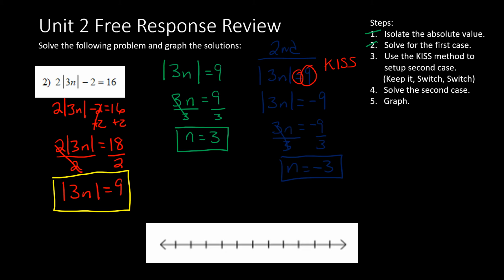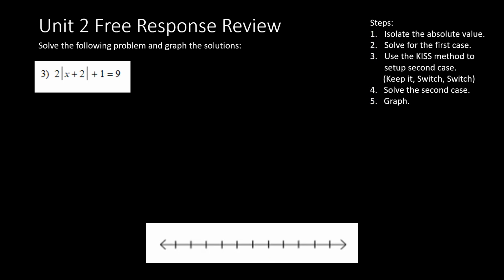All right, so let's go ahead and graph this. We'll put a nice 0 here in the middle. To get our first point at 3, we'll say 1, 2, 3. There's our first point. To get our second point, we'll say -1, -2, -3. And there's our second point. Okay. So we went through all the steps, and we graphed. Let's go ahead and move on to the next problem.